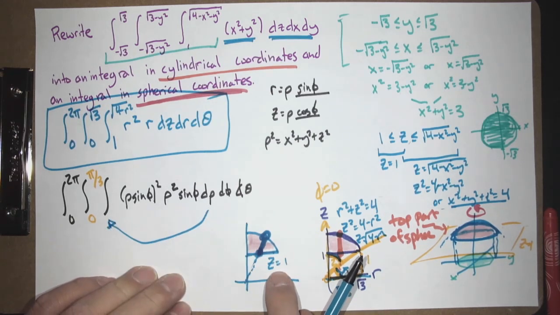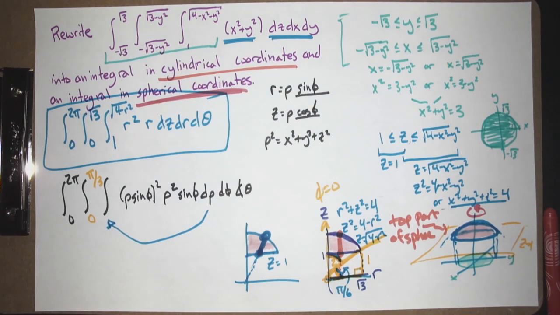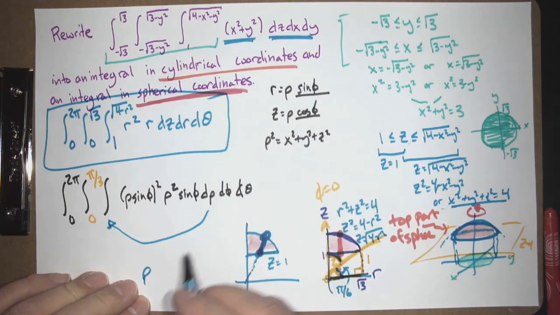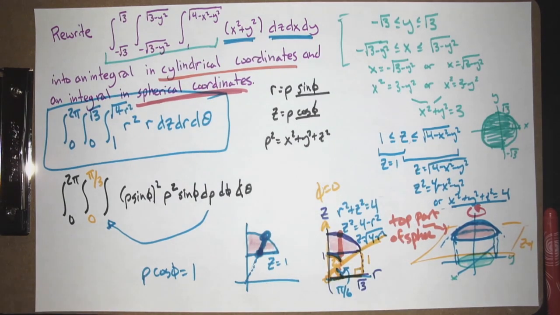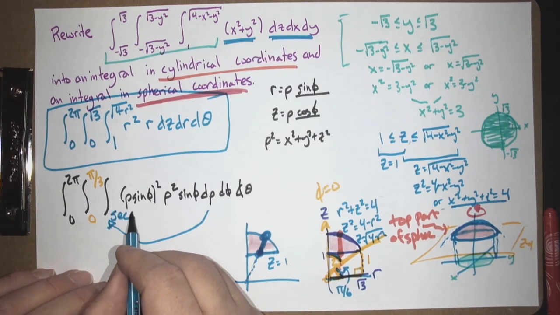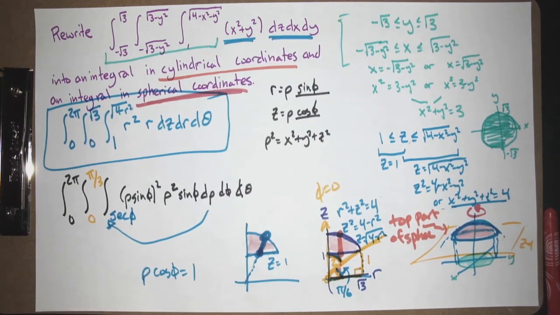So we have to say, okay, how can I rewrite z equals 1 in terms of rho? Yeah, so rho cosine phi is z. So rho cosine phi equals 1. So what is rho? 1 over cosine, also known as secant. So rho equals secant phi. Where do we stop?